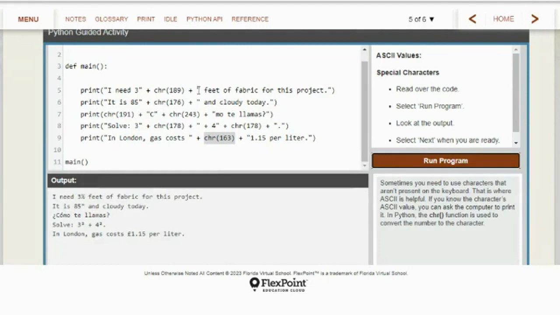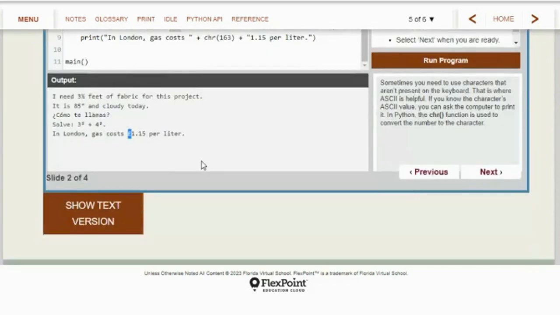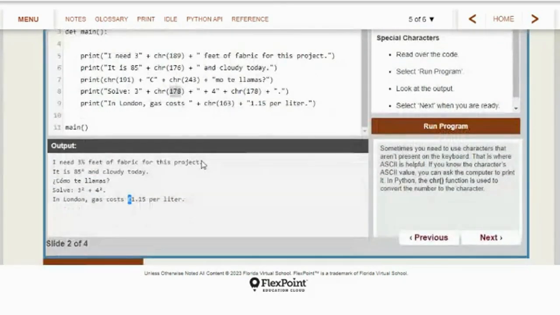60. Oh, it's a half. Okay. So that character 189 is a half. So I need 3.5 feet of fabric for this project. It is 85 degrees. Yeah, it's a little degree symbol. There is the little upside down question mark that's used for that language. Solve 3 squared plus 4 squared. So that's what this character 178 is. It's the squared symbol. And in London gas costs, that is the liter symbol, $1.15 per liter. So yeah, you can access all these different ASCII characters.